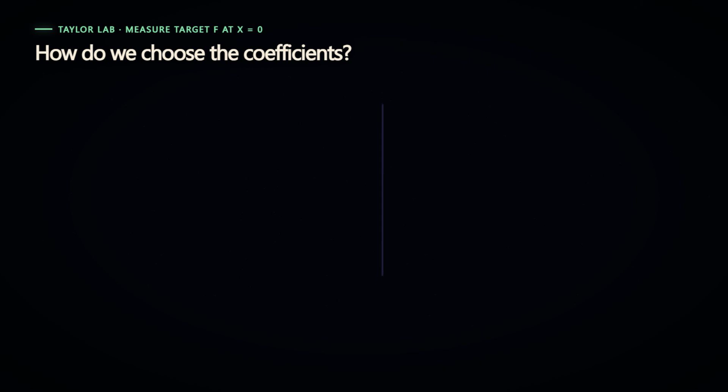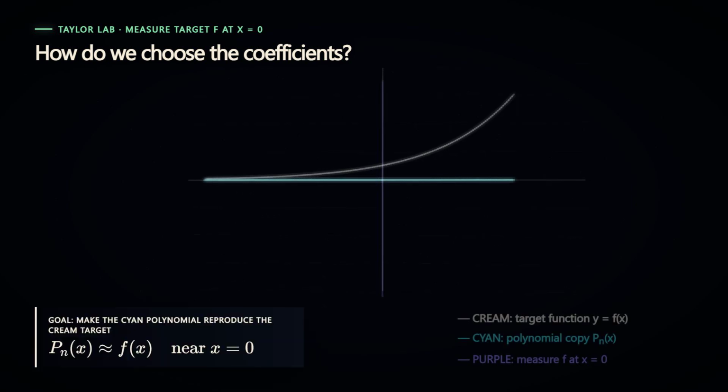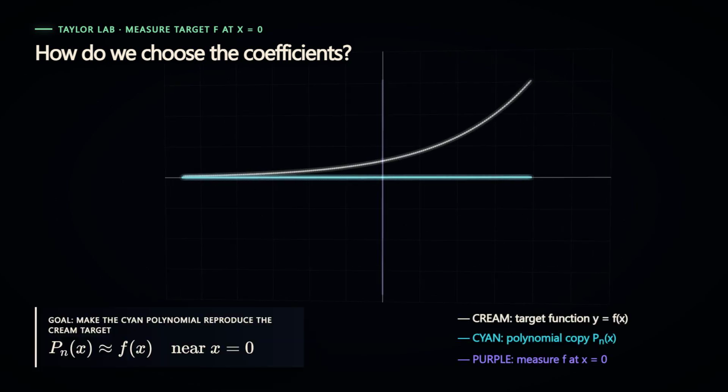We gained flexibility, but created a new problem. With endlessly many coefficients, which ones reproduce the target curve? Instead of guessing, place a measurement scanner at a chosen center, x equals 0. Derivatives separate these powers at the center. The scanner will examine the target locally, one feature at a time, and convert those measurements into coefficients.